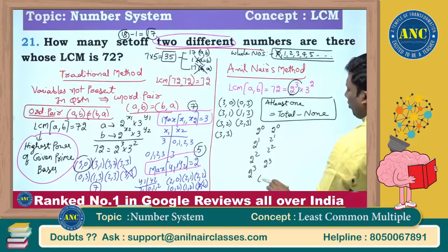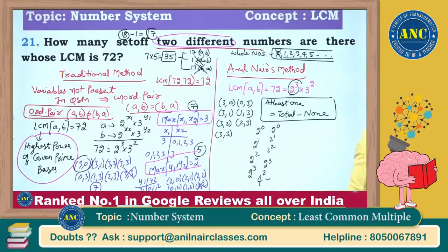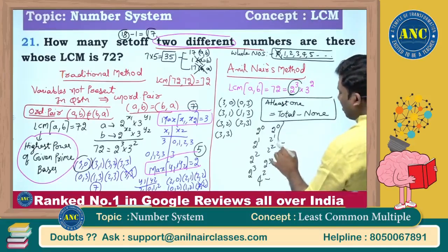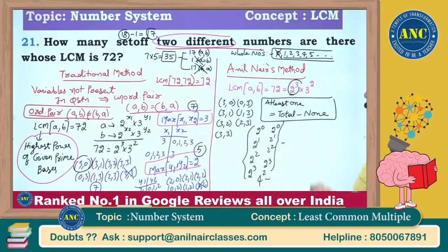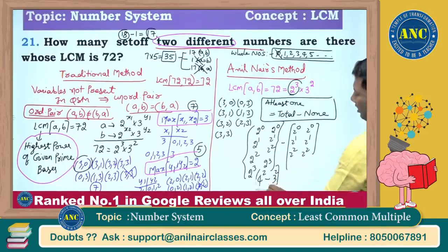4 into 4, 4 square cases. It is total minus, listen carefully, sir, minus none. None means don't take 2 power 3. If I don't take 2 power 3, A can take 2 power 0, 2 power 1, 2 power 2. Similarly, B can take 2 power 0, 2 power 1, 2 power 2. So, how many cases? 4 square minus 3 square, 16 minus 9, which is 7.